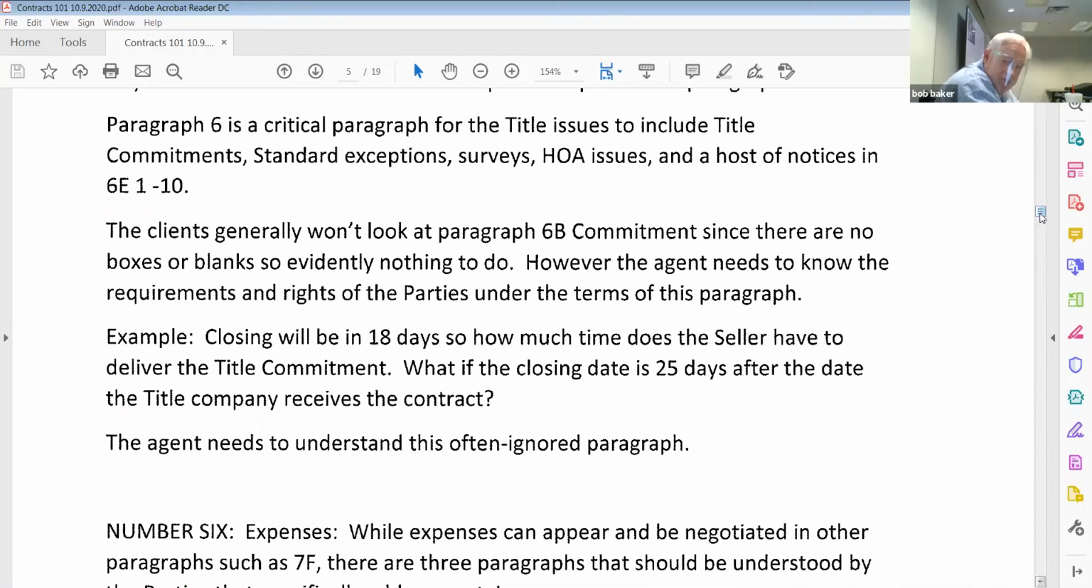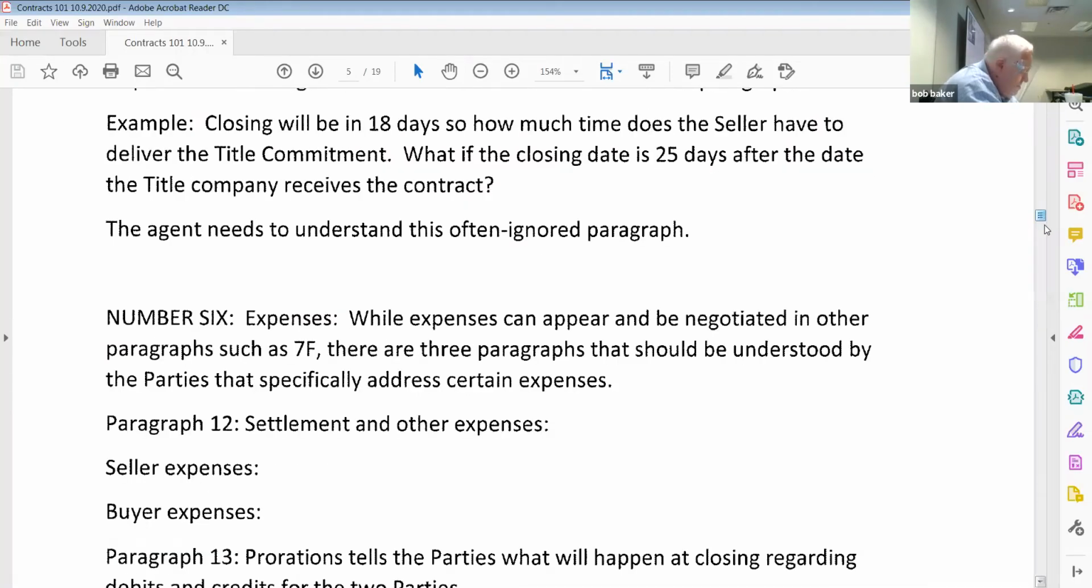Okay, so we go to number 6, and this gets into expenses. There are going to be certain expenses that the seller has and the buyer has to do this transaction. Although we occasionally find ourselves with sellers who say, well, I'll be happy to sell the house, but I don't want to have to pay for it. Or buyers who say, hey, if I can get a freebie here, fine.